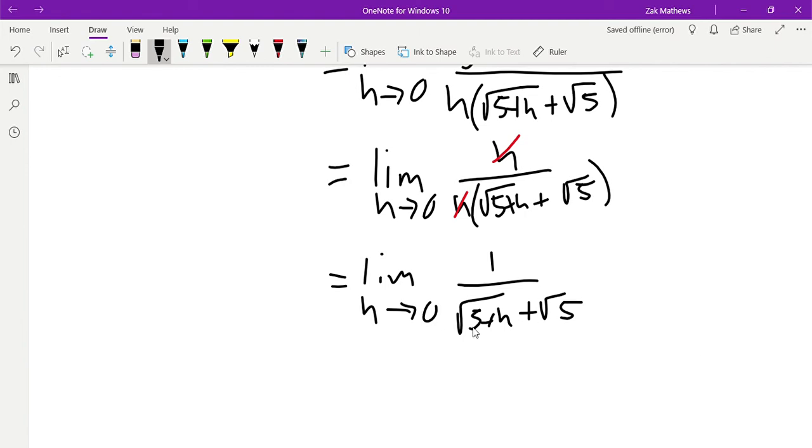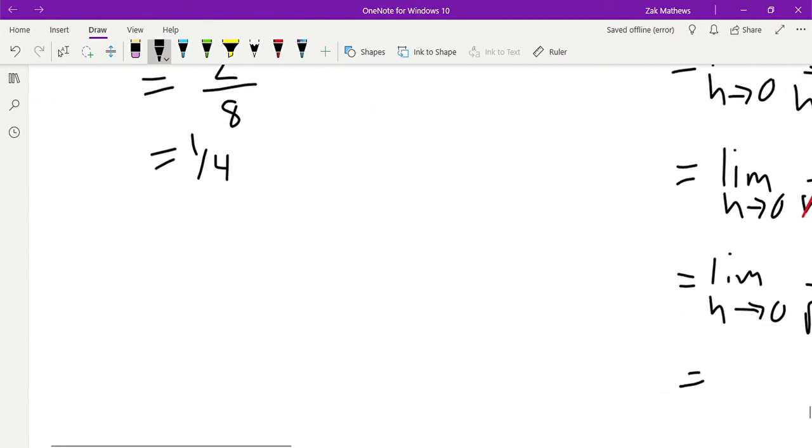And now we can plug in the 0 for our h, and we're not going to just get a 0. We're going to get limit as h goes to 0 of 1 over, and we would have square root of 5 plus the square root of 5. I can drop my limit at this point. Don't need to keep that because I already plugged in. And so we'll have the square root of 5 plus the square root of 5, or 2 square roots of 5. And that looks very different than 1/4.